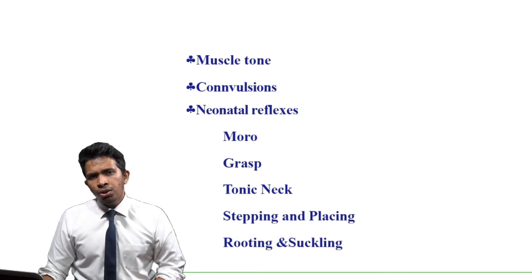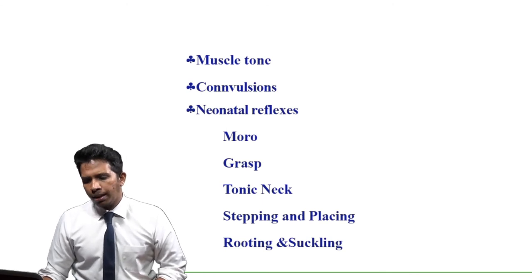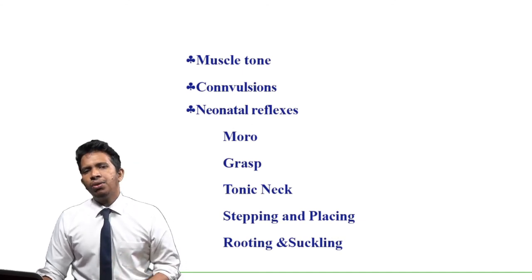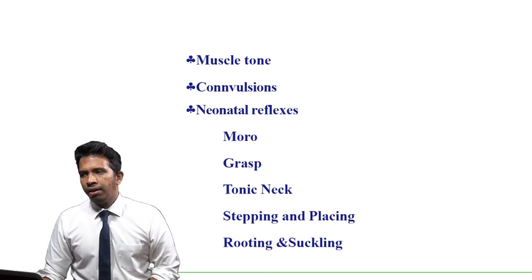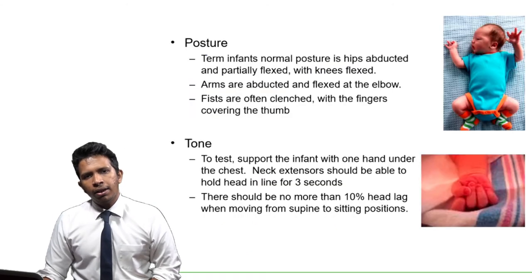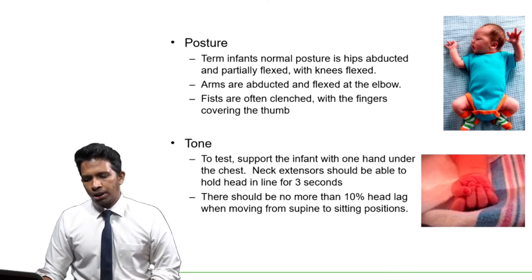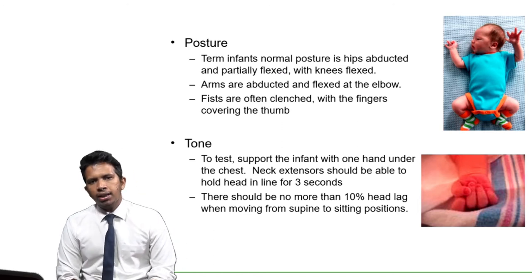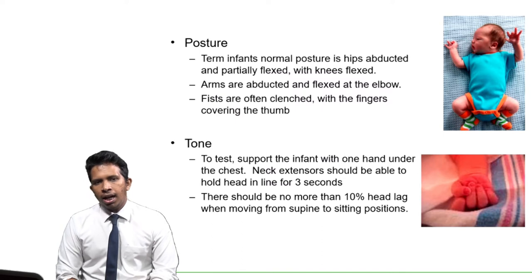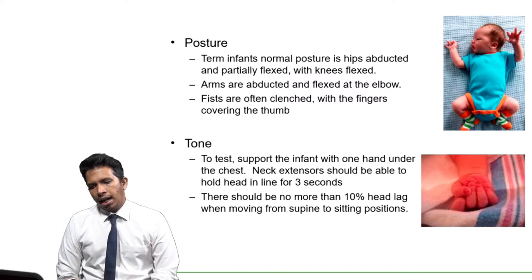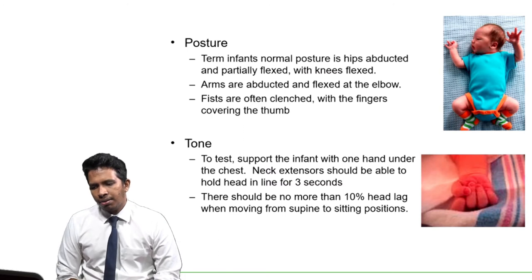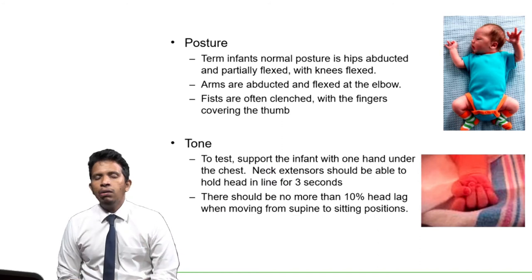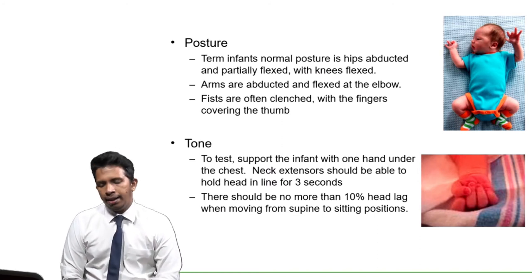Now we have to do a neurological examination to see if the child is neurologically mature. So what are we going to look at? We'll be looking at the muscle tone, to see if the child has any convulsions, or check for delay of any neonatal reflexes. Commonly, what are we going to look at? It will be the posture of the child. Term infants normally have a posture of hips abducted and partially flexed with knees flexed. The arms will be abducted and flexed at the elbow. The fists are often clenched with the fingers covering the thumb.